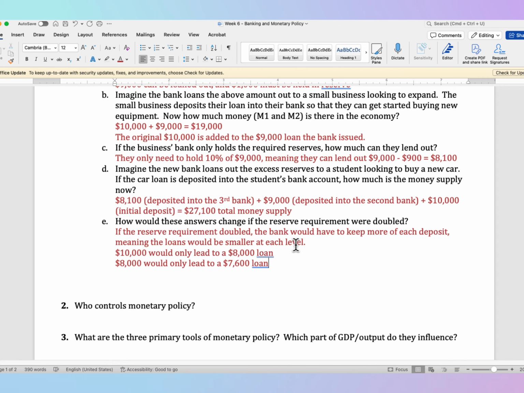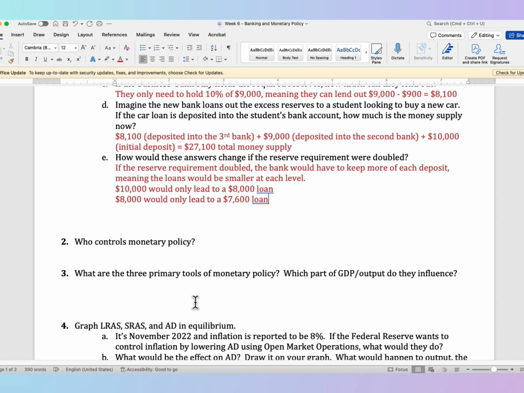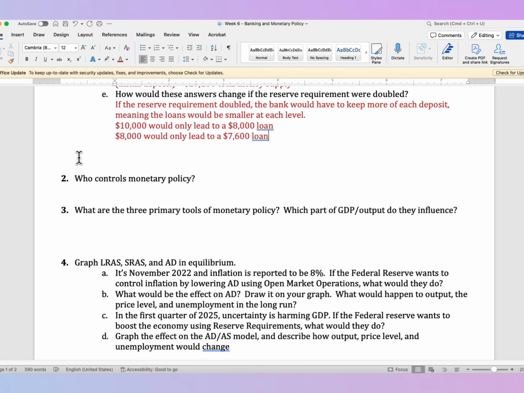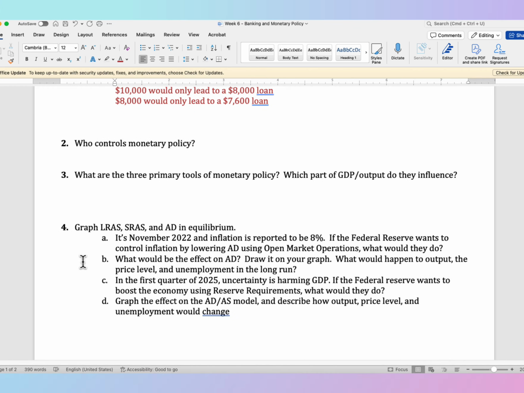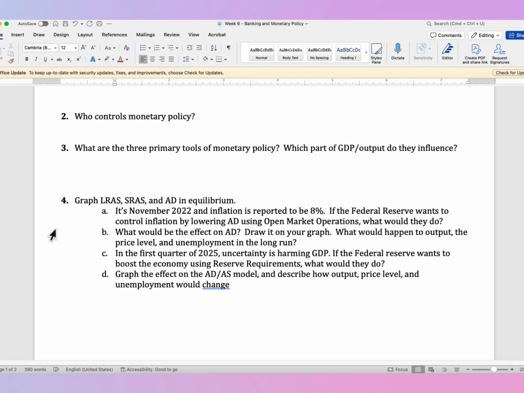So now I'm going to go back to my board and show you some more details on how to answer these next couple of problems, asking about who controls money supply, what the primary tools are, and which part of GDP they influence, and then looking at how we could see the Federal Reserve try to alter the macroeconomy using monetary policy tools like open market operations, reserve requirements, and the federal funds rate. So let's go take a look at that.